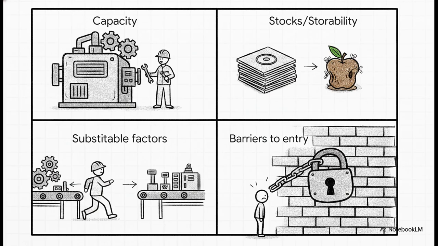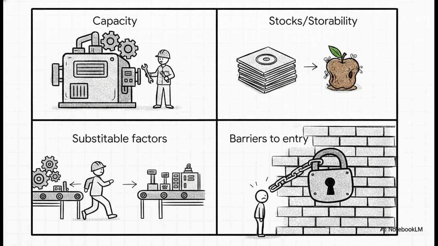First up is spare capacity. If a factory has idle machines or workers just sitting on the bench, they can ramp up supply incredibly fast. That's elastic. Second is the level of stocks. If you sell storable goods like CDs or t-shirts, you're highly elastic because you just pull boxes out of the back room. But if you sell fresh apples, super inelastic.